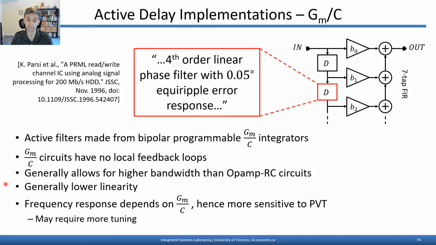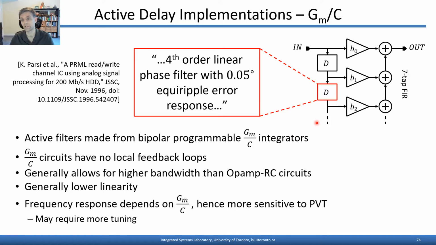bandwidth than Opamp-RC circuits, but is going to give rise to lower linearity because the transconductors see a larger signal swing. Frequency response of these GMC circuits depends on both the transconductances, GM, and the capacitances, C. And so since the active circuits may exhibit significant process voltage temperature variations, GMC circuits may require more tuning than their Opamp-RC counterparts, but again, for a lot of applications, that's not going to be a showstopper.